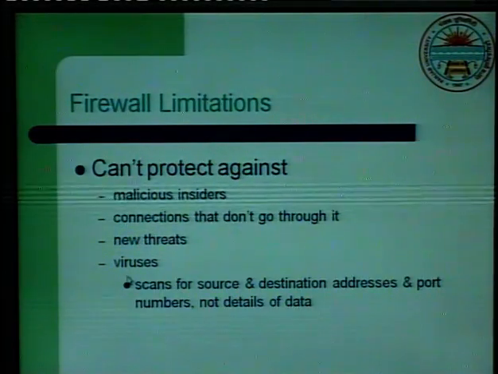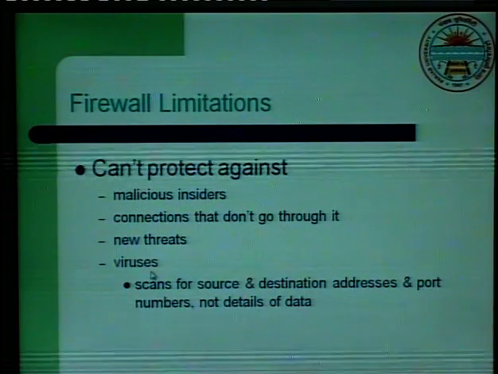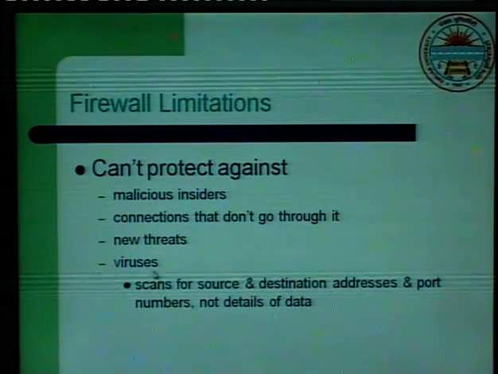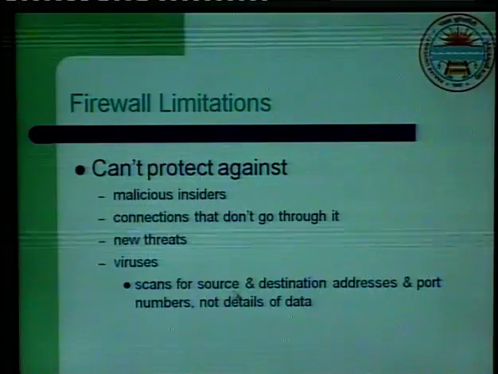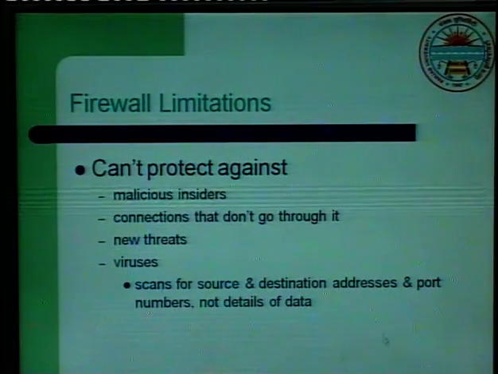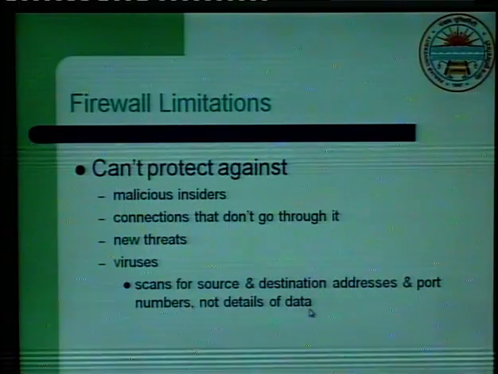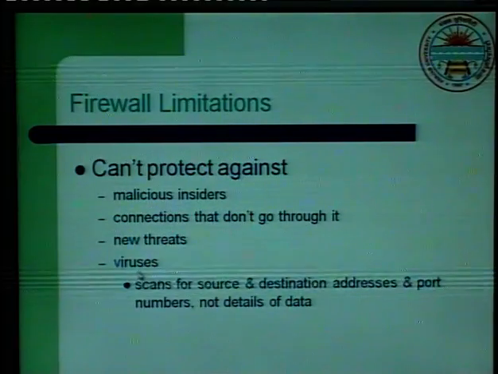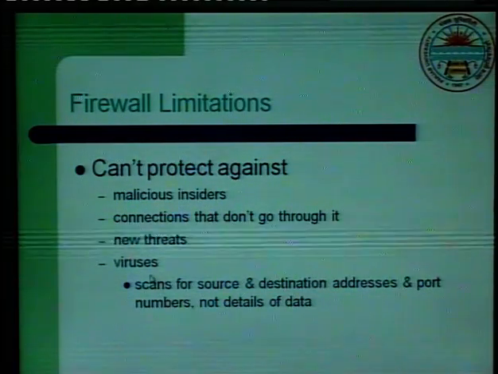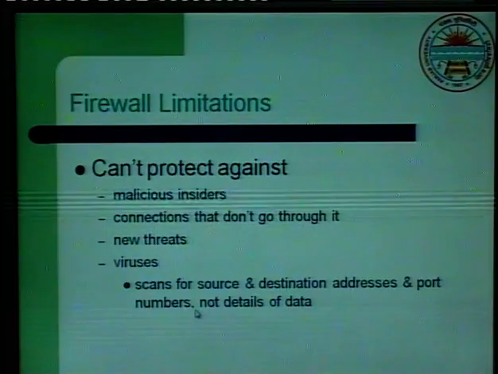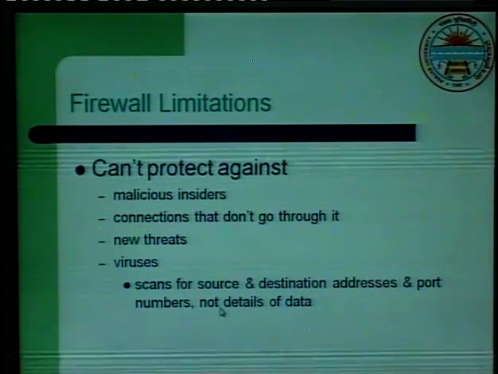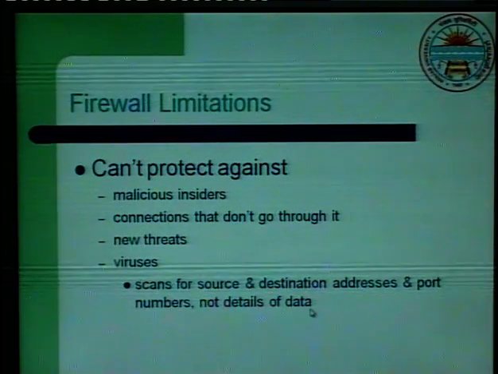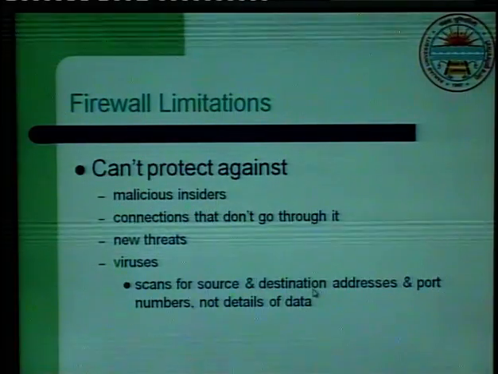If you are using packet level filtering, your firewall is not much intelligent, so it cannot protect your network against viruses, because it can scan source and destination addresses and port numbers, but not the details of data. But a lot of research is going on intelligent firewalls which can scan the details of the data to protect your network against viruses. These firewalls can be designed with antivirus software built into them on top of the application layer.